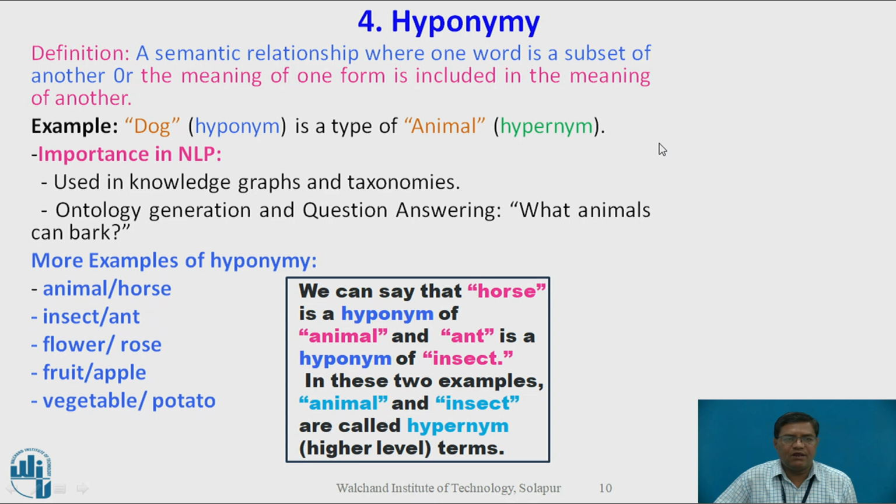For example, what animals can bark? In that case we can use hyponymy as a semantic relation for the different words indicating the various animals. Here we have more examples of hyponymy and hypernymy. Animal, insect, flower, fruit, vegetables: these words are the hypernyms of the hyponyms horse, ant, rose, apple, and potato.